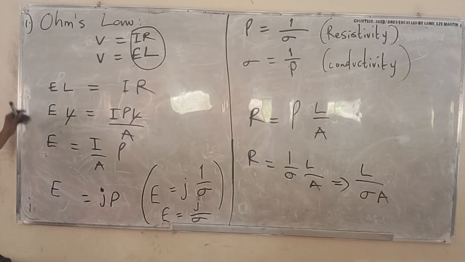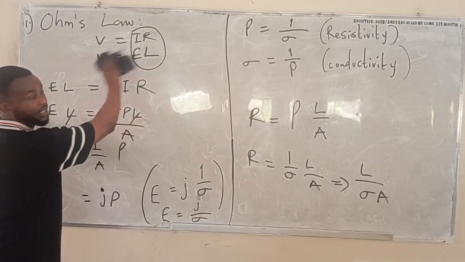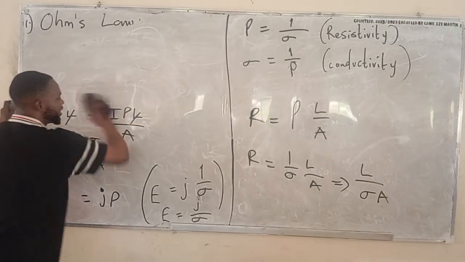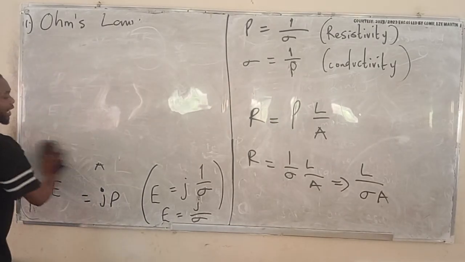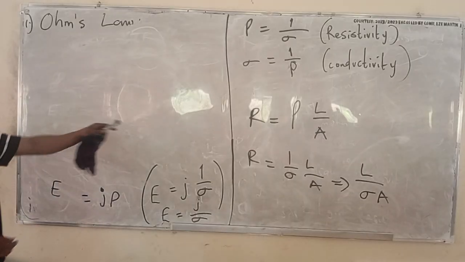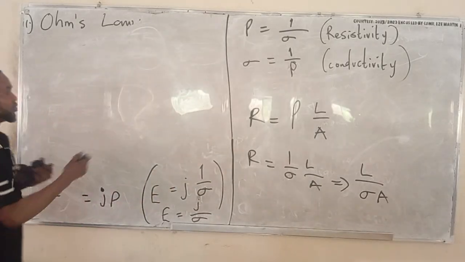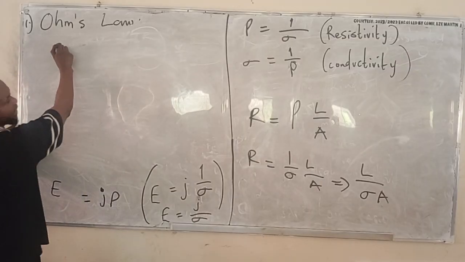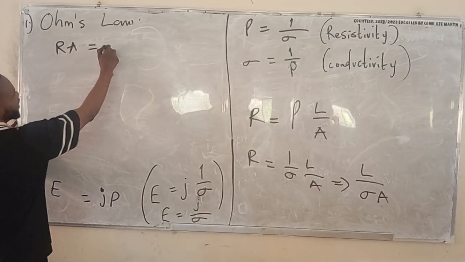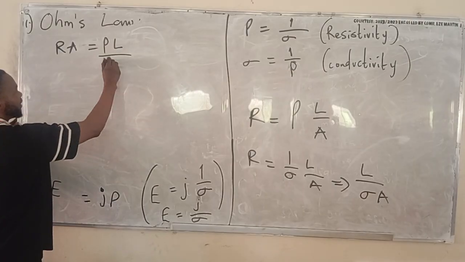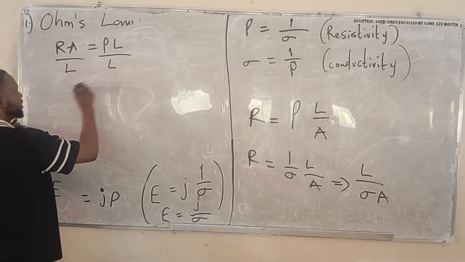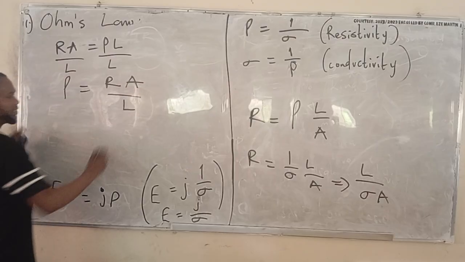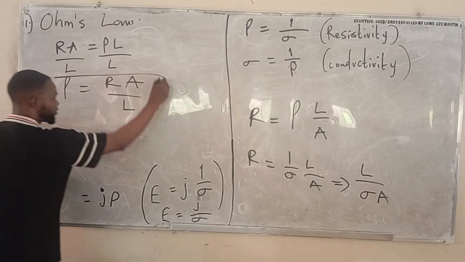So please, watch. I want to clean this. We are still in the first principle. Now, what this also means: this is resistance. If I want to make resistivity the subject of the formula, I can say it is the same thing as saying RA over L. Do you know that resistivity is equal to resistance times area all over length? Note all these formulas for me.